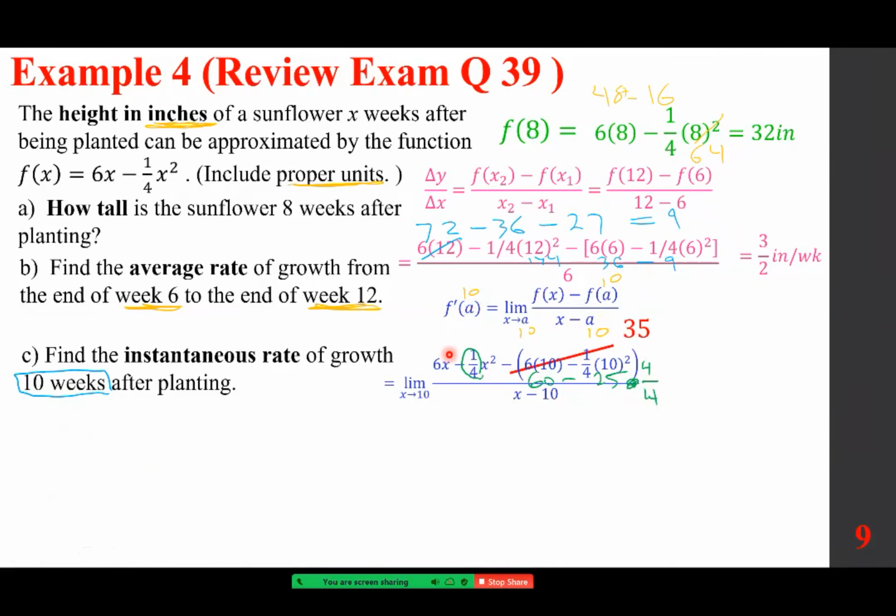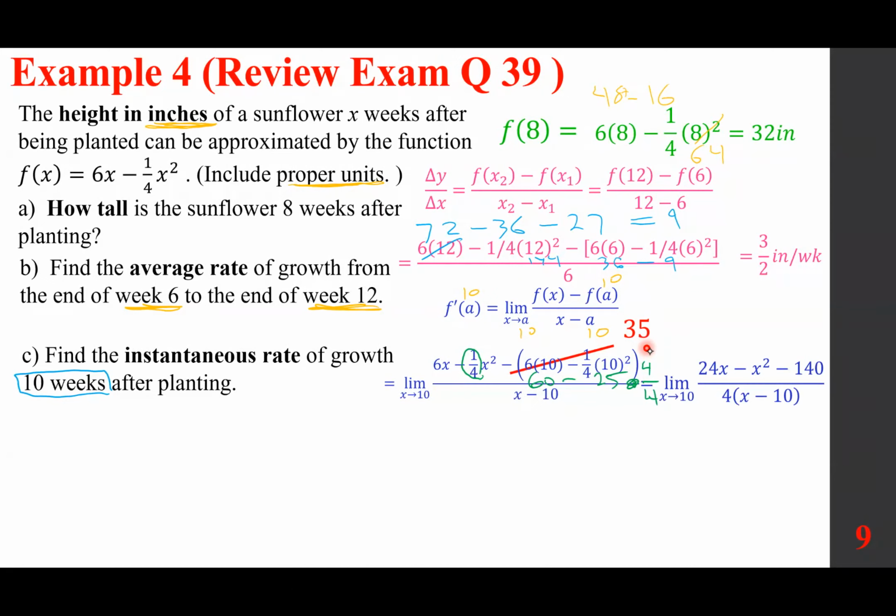Now let's multiply 4 by 6x. We get 24x. Multiplied by the second piece, we get minus x squared. Minus 35 times 4 is minus 140. So that's what we get. Now, remember what's happening. Most of the time you end up with 0 over 0, and that's what's going to happen here, which means you are going to factor the numerator. In order to factor, I'm going to put this in descending order. That means I'm going to put this first.